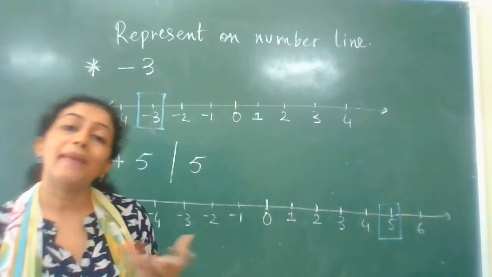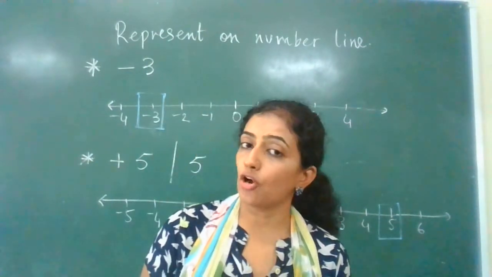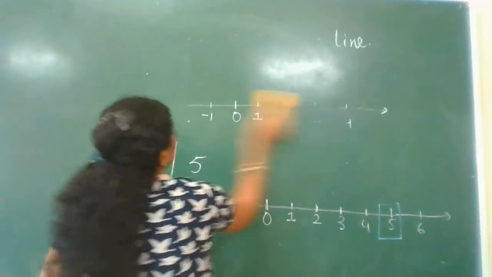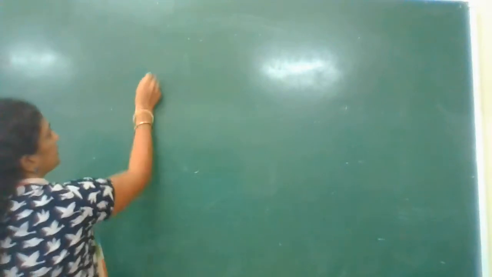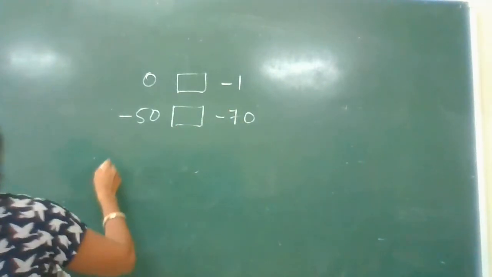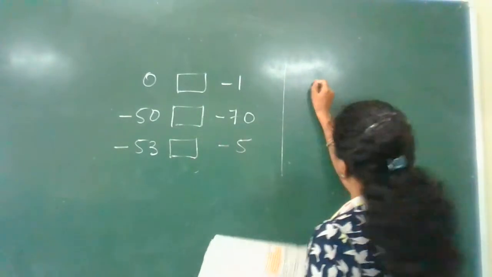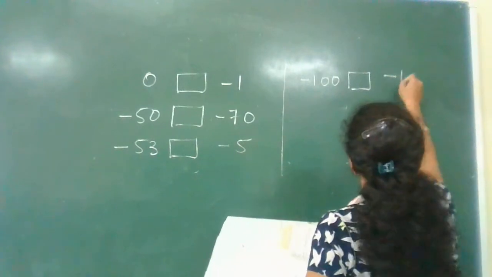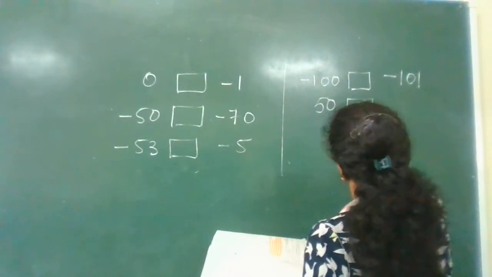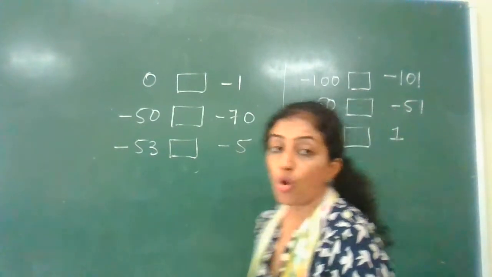If you understand comparing, you'll automatically be able to do the ordering, or ordering in descending order. Here we have a few numbers: 0, minus 1, minus 50, minus 70, minus 53, minus 5, minus 100, minus 101, 50, minus 51, minus 7, and 1. Okay, so these are the numbers.